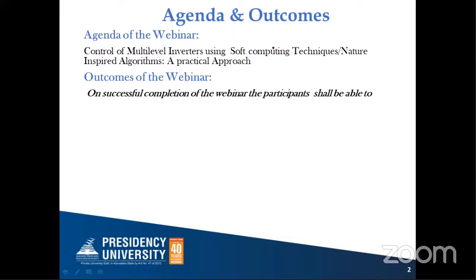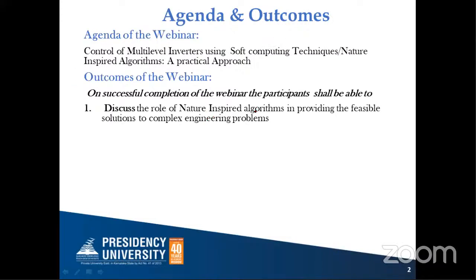Coming to the outcomes of the webinar, on successful completion, the participant shall be able to discuss the role of nature-inspired algorithms or soft computing algorithms in providing feasible solutions to complex engineering problems. This is the first outcome. The second one is we will list out the components of an optimization problem. If you want to apply any soft computing technique, before that we have to formulate a problem, right? So how to formulate that problem and what components are there? This is called the objective function. In order to formulate an objective function, we will see what components we should have.